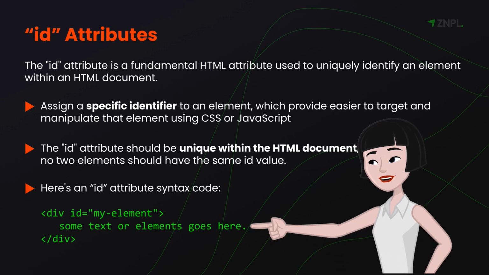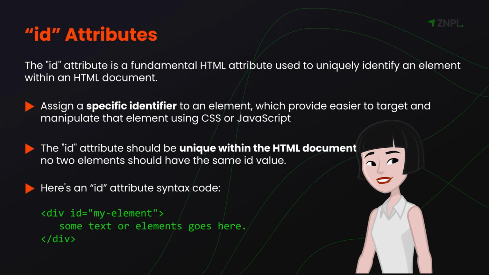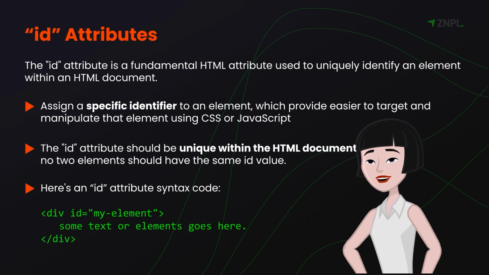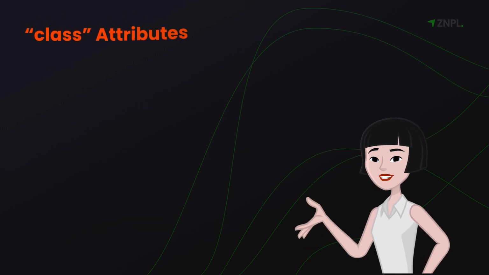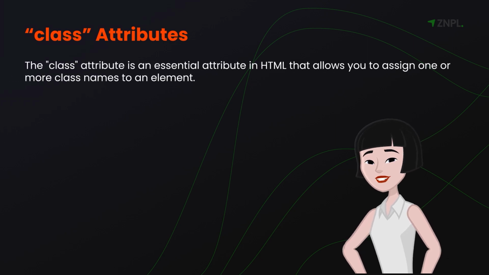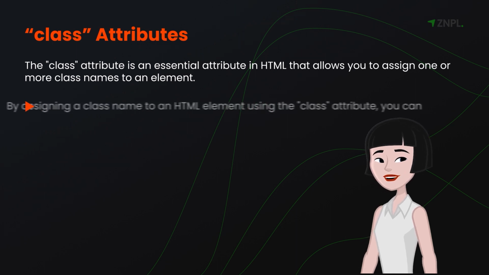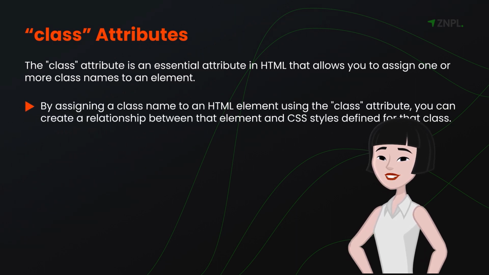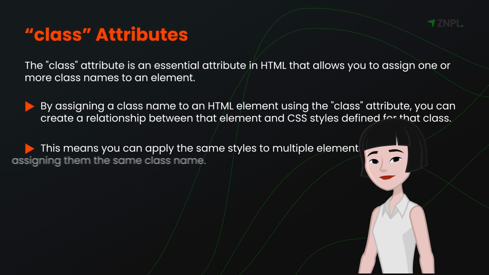Here's an example. In the example above, a div element is given the ID myElement. This ID can then be used in CSS to style the element. Class attribute. The class attribute is an essential attribute in HTML that allows you to assign one or more class names to an element. It is used to group and classify elements on a web page, providing a way to style and target them with CSS or JavaScript.